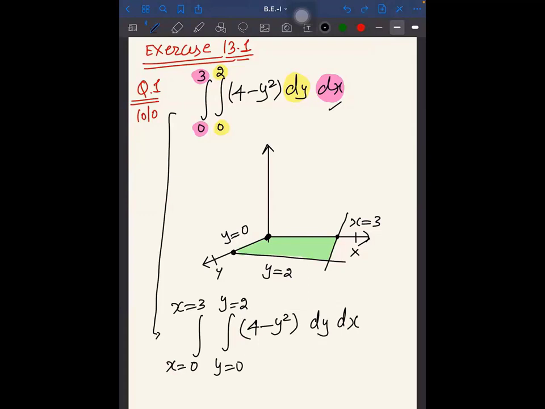So yeah, y would be easier. Sometimes we can interchange the limits, but in most questions we will not be able to change the limits, right? We'll do it as it is.